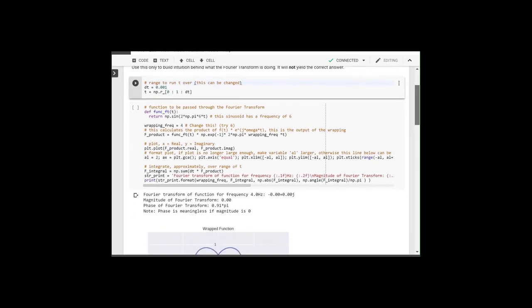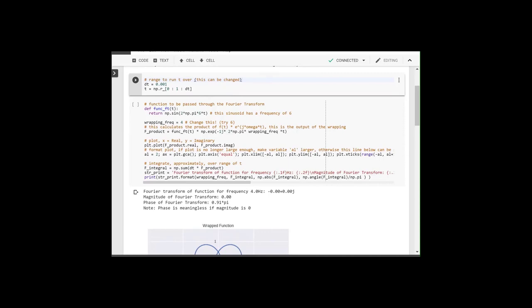Let's go ahead and recognize that we're going to take a relatively small dt. This dt is going to be something like 0.001. And here, for the purposes of this understanding, we're going to go from 0 to 1. And I'll explain that I've taken that omega and I've put it as 2 pi times some wrapping frequency. I've simply converted our f of t e to the negative j omega t instead to f of t e to the negative j 2 pi f t, where this f is the frequency of interest, right?